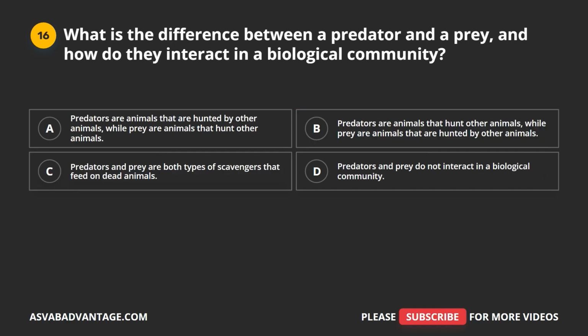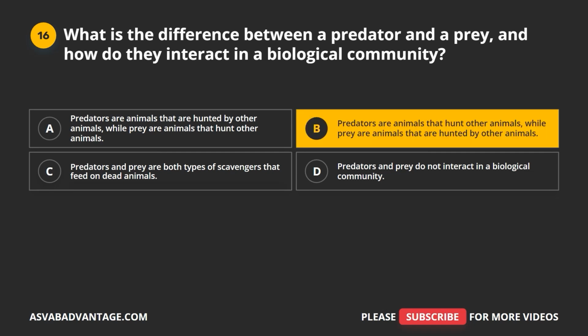Question 16. What is the difference between a predator and a prey, and how do they interact in a biological community? A. Predators are animals that are hunted by other animals, while prey are animals that hunt other animals. B. Predators are animals that hunt other animals, while prey are animals that are hunted by other animals. C. Predators and prey are both types of scavengers that feed on dead animals. D. Predators and prey do not interact in a biological community. The correct answer is B.